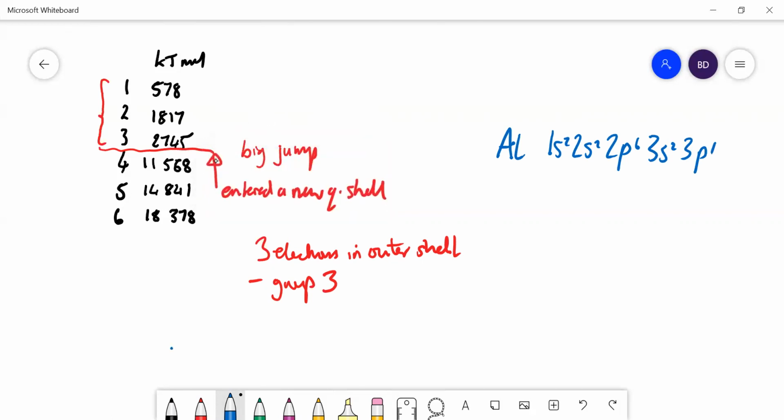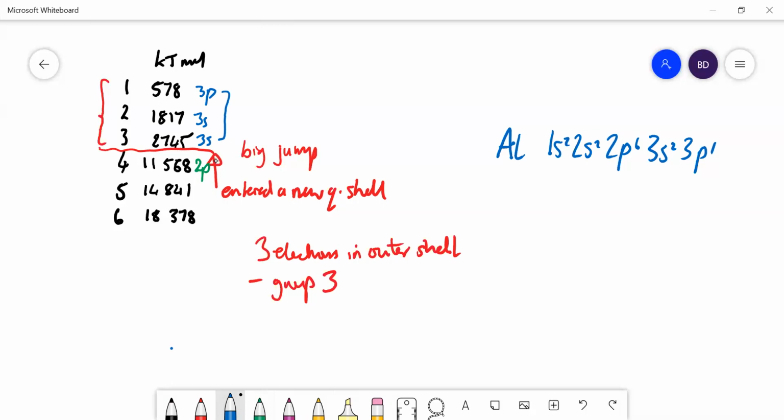So let's just write down the orbitals you're getting these electrons from. You're getting this one from 3p, this one from 3s, this from 3s, but this big jump here is coming from 2p. You've entered a new quantum shell. It's much closer to the nucleus. There's less shielding, because all these ones are shielded by the electrons in the second shell. Well, this electron is in the second shell, so it's not shielded by them.